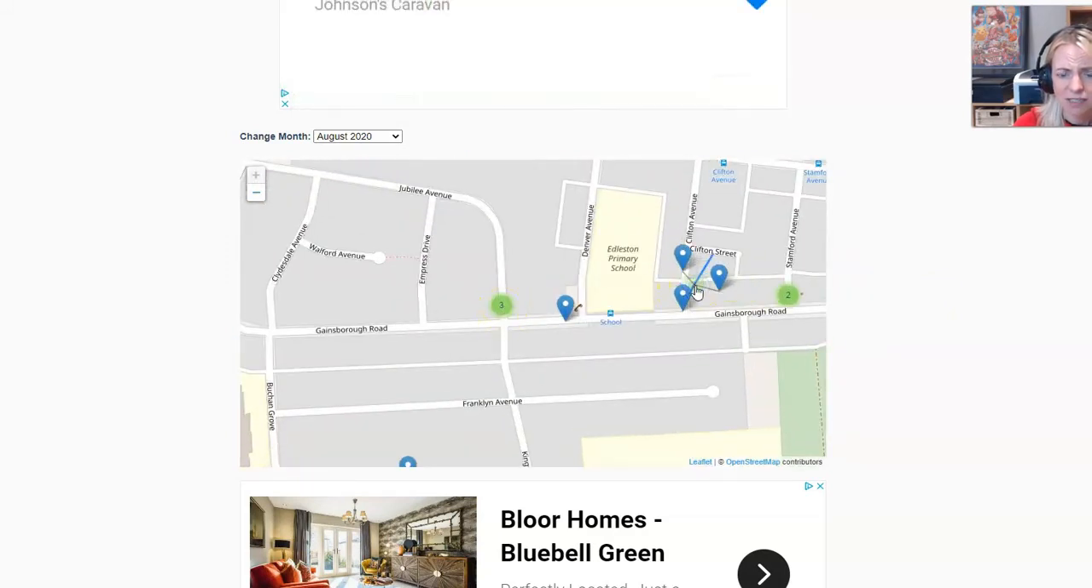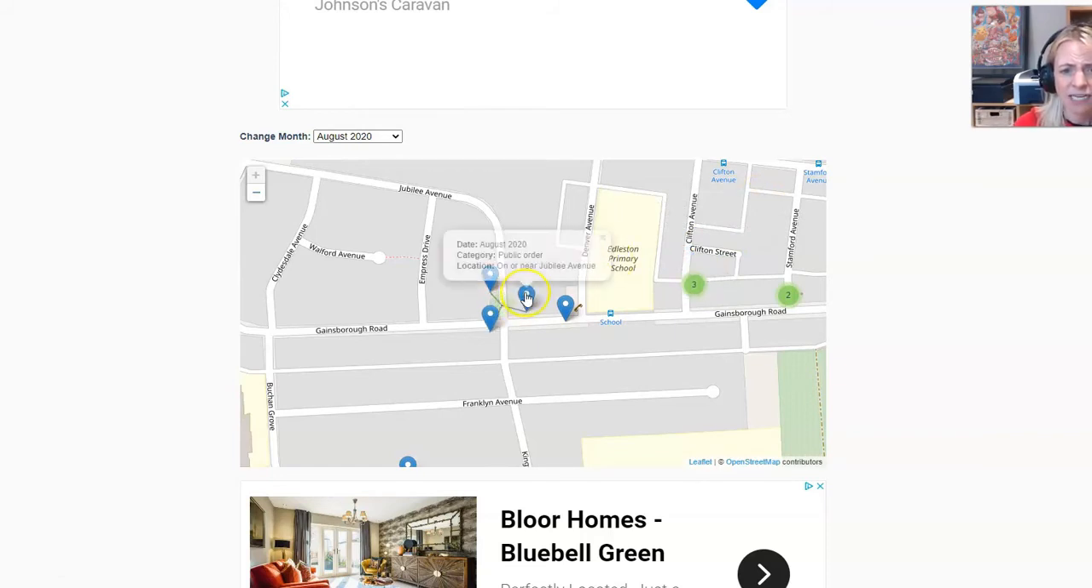So I can look at here and see there are 3 crimes: violence and sexual offence, public order. Let's hope it's not the same person, or let's hope it is the same person. The police have caught that person.